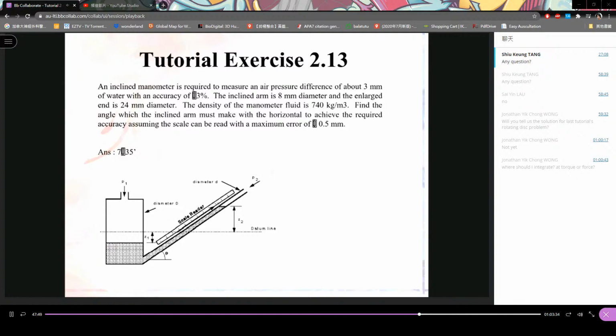Now suppose this length is L. So the volume here, which represents the amount of fluid that goes out of the reservoir, is Z1 times pi D squared divided by 4. I suppose this diameter here is big D and the diameter of this small rim is small d. It is equal to the amount of liquid that goes into the inclined rim, which is this part, L times pi d squared divided by 4.